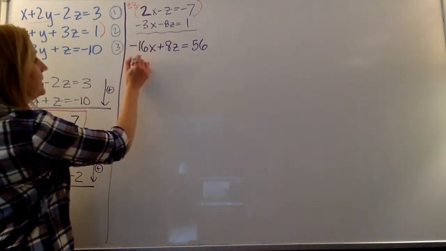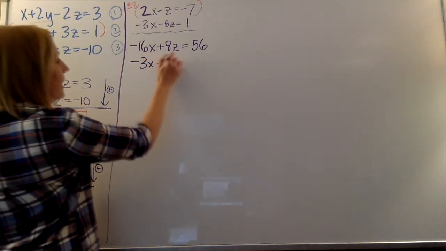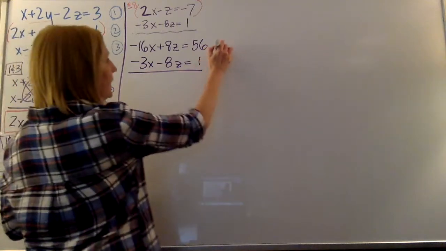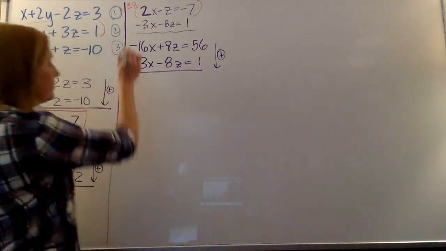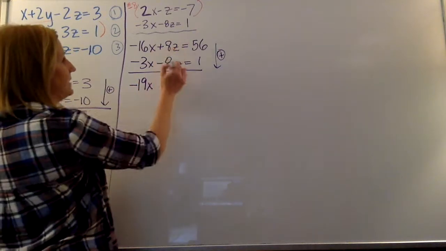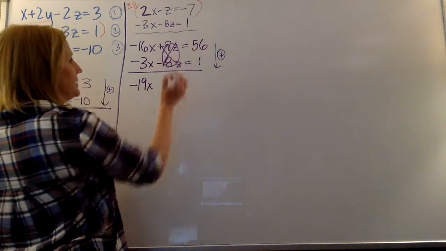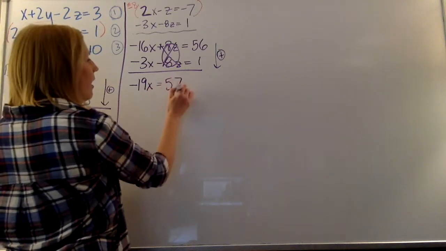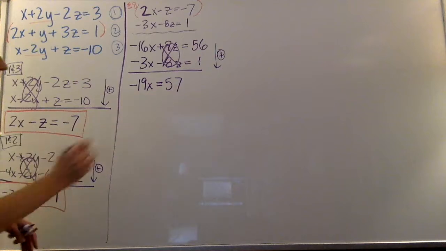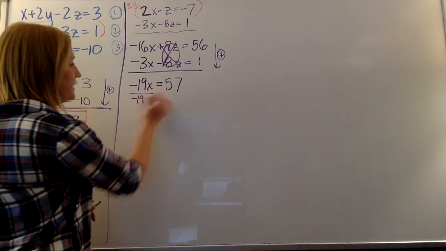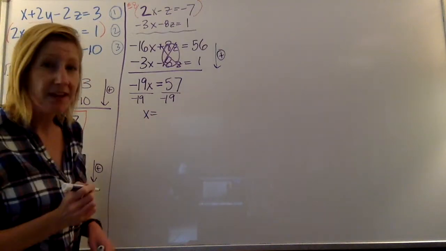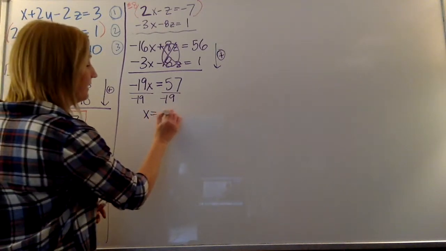All right, so then we write down the second one, negative 3x minus 8z equals our 1. Again, we're going to eliminate, adding down. So negative 16x, negative 3x, negative 19x, positive 8, negative 8, it's going to get me 0 equals 57. Awesome. Look at what I have, a very simple one-step equation. I divide by negative 19 here, and I get, anybody know the answer to that? It is going to be a negative 3.